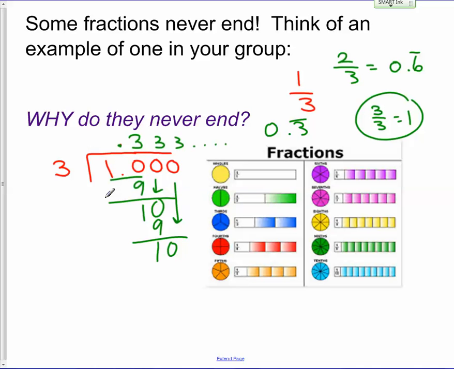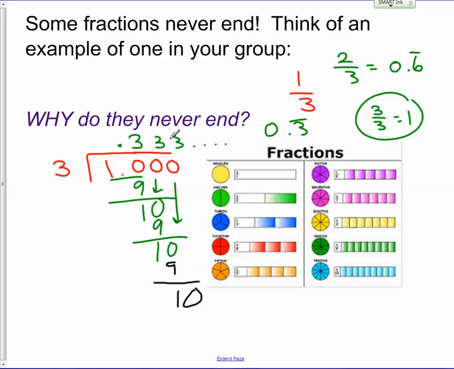And when I subtract, I get 10 minus 9 is 1, and I bring down one number to the right, another 0. And notice I get the same thing I started with. 3 times 3 is 9. Subtract, bring down a 0. I keep getting this repeated remainder of 1. And every time I bring down a 0, it makes a 10. And 3 times 3 is as close as I can get to 10. So I get another 9. And I could just literally spend the rest of my life doing this because it never ends.